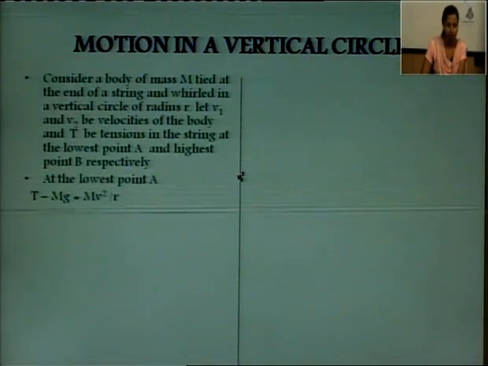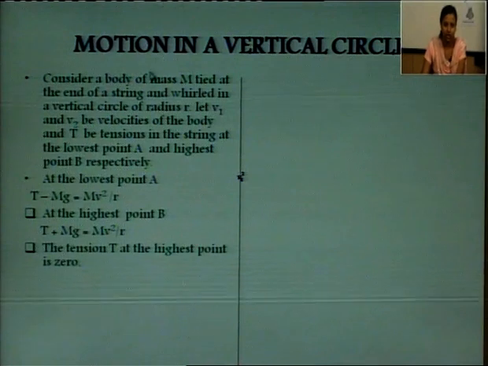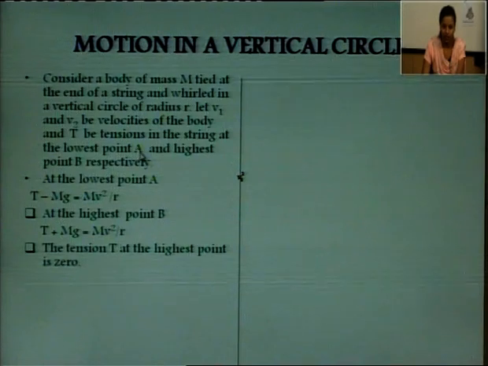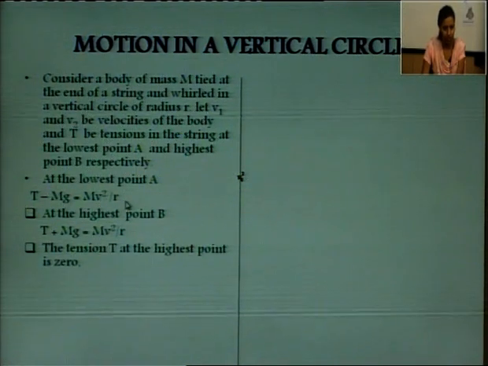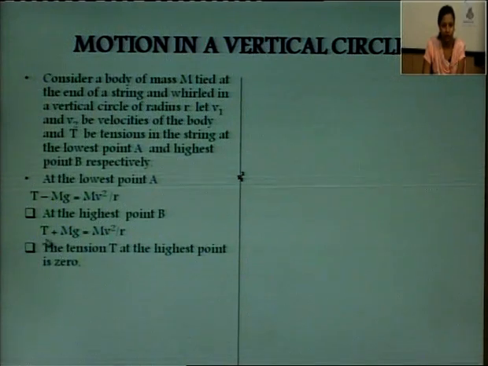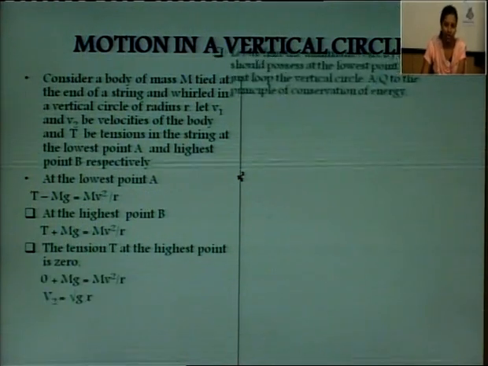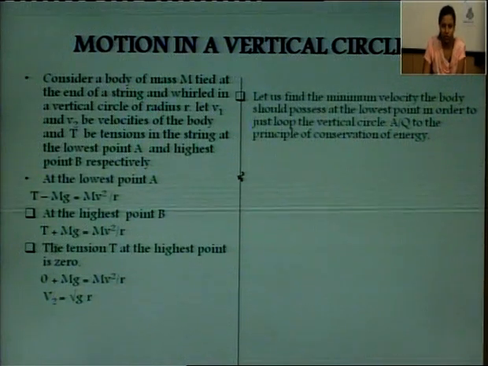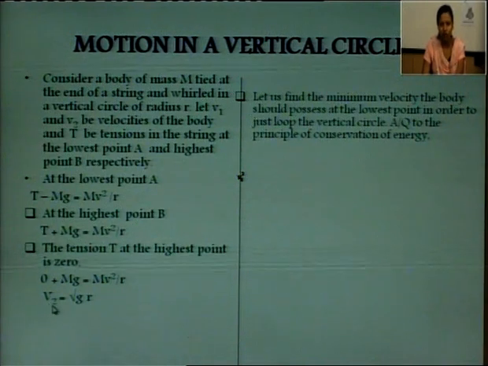So if a body with mass m is tied, at the lowest point A, the tension T minus mg, where mg is the weight, is equal to mv²/r, but at the highest point it is in the opposite direction. So, T plus mg is equal to mv²/r. At the highest point tension is 0. So, after substituting, 0 plus mg is equal to mv²/r. So, velocity becomes the square root of gr at the highest point.